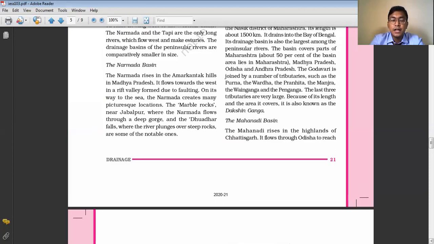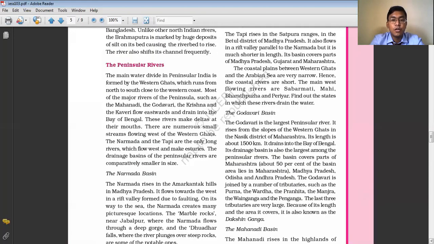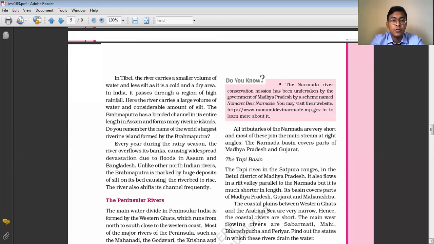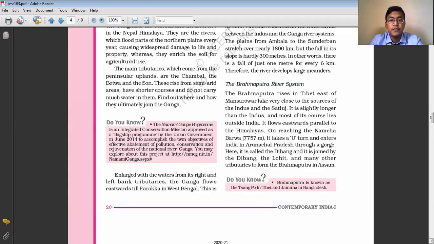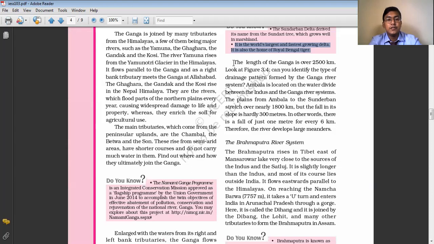The river Ganga is the longest river of our country. It flows for almost 2,500 kilometers. The total length of the river Ganga is exactly 2,525 kilometers, and it is the longest river of our country.